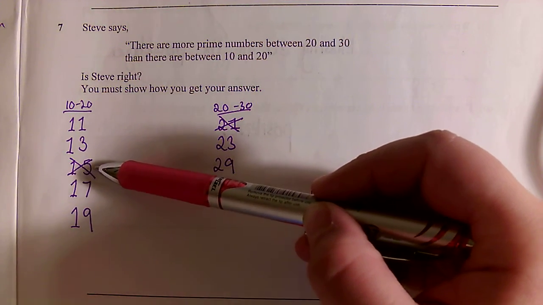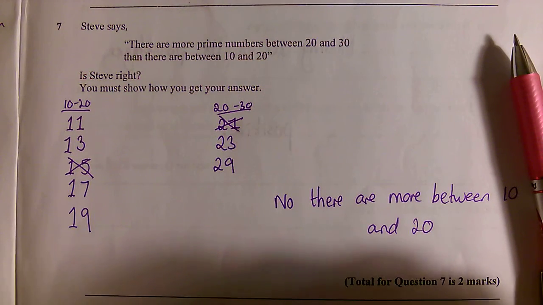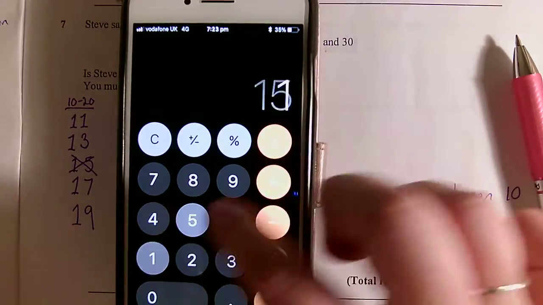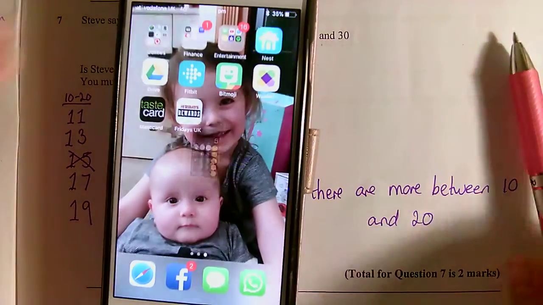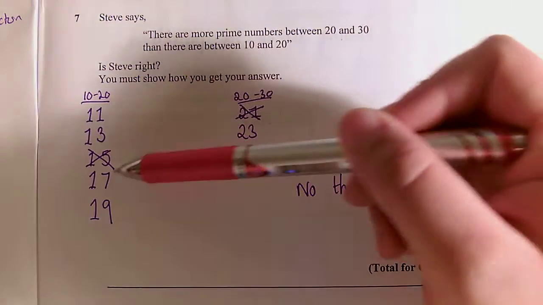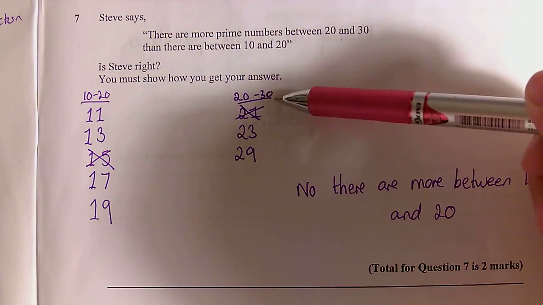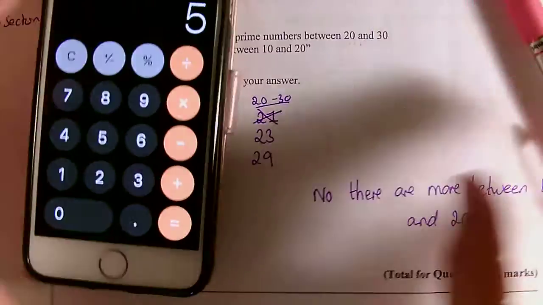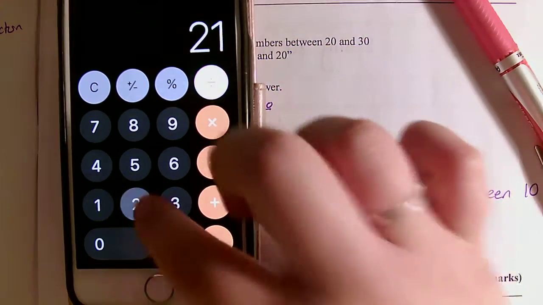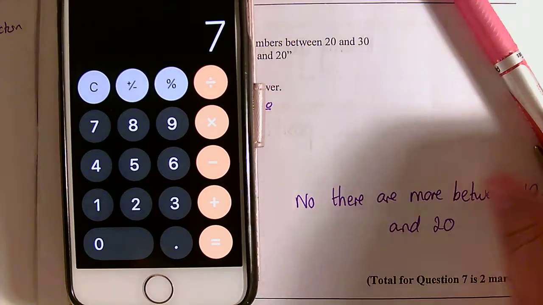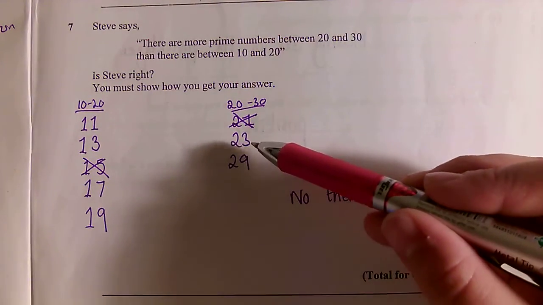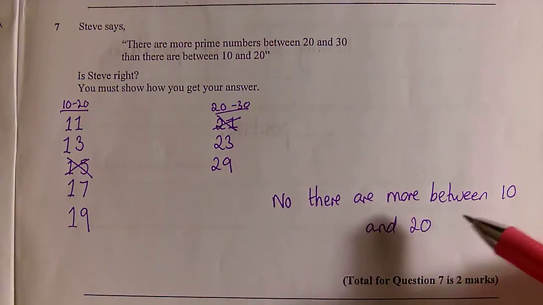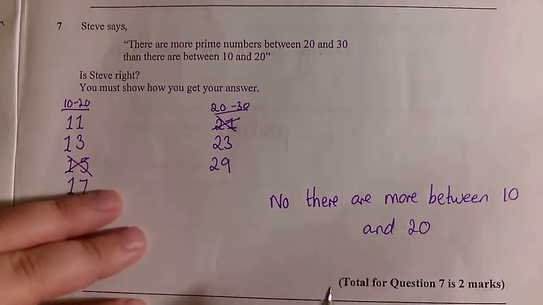And if it reveals a whole number, so with the 15, you would have done 15 divided by 2. Okay, so it could still be prime. 15 divided by 3. Oh, it's not prime because 3 is a factor. Okay, we then got 17 and 19 that are also prime numbers. Between 20 and 30, a lot of you wrote 21. Now 21, again, if you're unsure of this, you can have a go at dividing it. So 21 divided by 2, nope. 21 divided by 3. Okay, 21's not prime because 3 and 7 are factors. So the only prime numbers there are 23 and 29. So therefore, there are more prime numbers between 10 and 20. So no, Steve is incorrect.